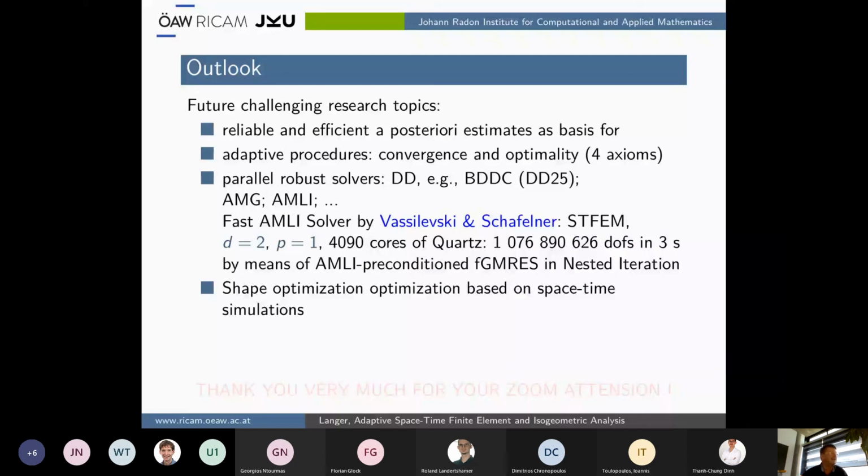So we use, for instance, here fast AMG or similar solvers. And for instance, my PhD student was in Liverpool working together with Wasilewski in the labs, and they solved a problem with 1 billion unknowns on 4,096 cores on this machine, Quartz, in 3 seconds. So shape optimization, or time optimization, based on space-time simulation. This would be interesting. So we are working on this.